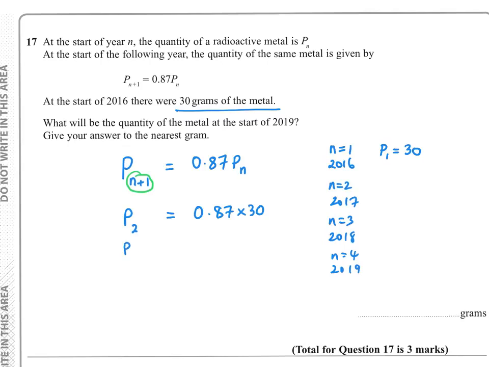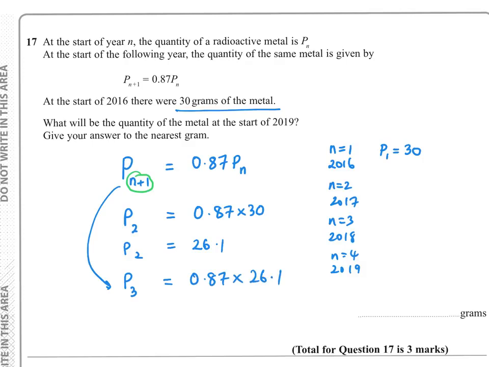So we know that P2 must be 0.87 times 30, which I'm going to do on my calculator. So 30 times 0.87, and that is 26.1. So going back to my formula here, if n now becomes 2, then we've got P subscript 3 will be 0.87 times what we just found, 26.1.